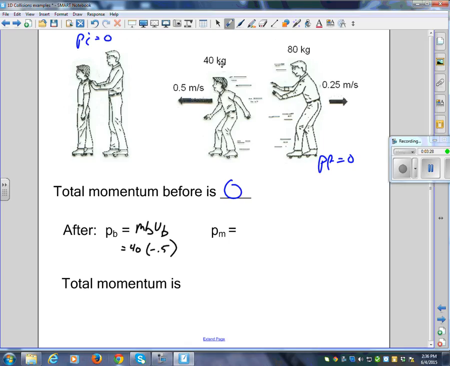Good point. It doesn't really matter. If I define this direction as negative and that direction is positive, then, yeah, you can define it like that. But if you define this as negative, then this one has to be positive, right? Could we just say it's going forward? No, because then you're going to have 40 times a half, you're going to have 20. And 80 times a quarter, you're going to have 20, and 20 is 40. And the momentum final must be 0.